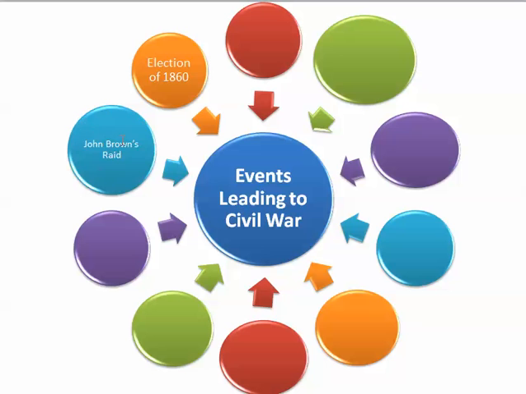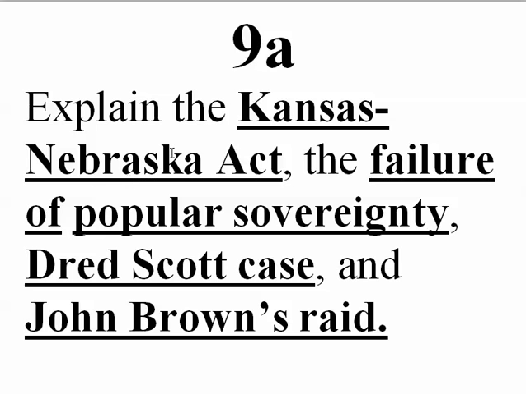Okay, so there's John Brown's raid we went over. In the next video we'll talk about the election of 1860, and we'll finish up the causes or events leading to the Civil War. So have we met our objective with this particular standard 9A? We had several things to do in it. It says explain the Kansas-Nebraska Act, the failure of popular sovereignty, the Dred Scott case, and John Brown's raid. I think we have. Ask questions in class. Watch this video over again. Good luck on the test.